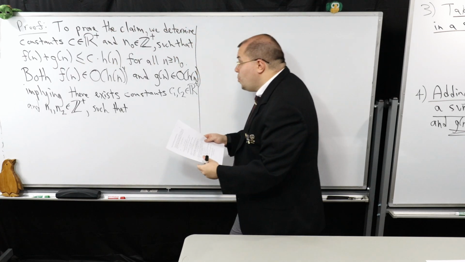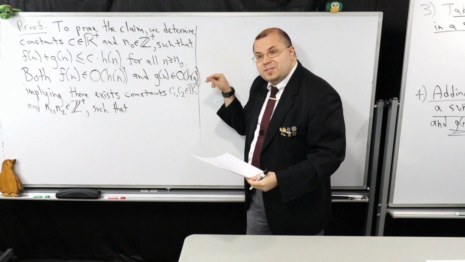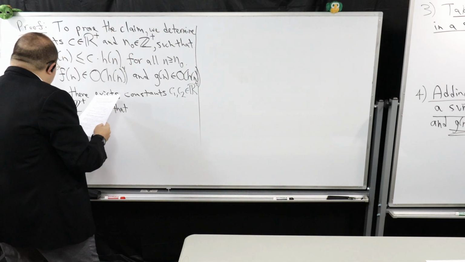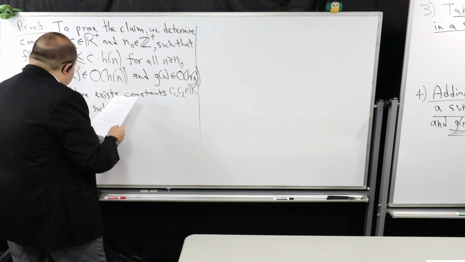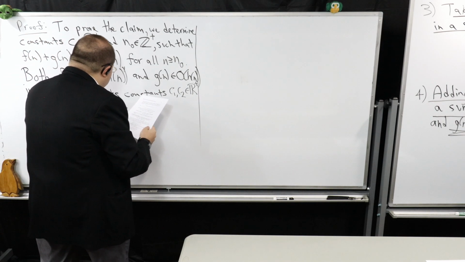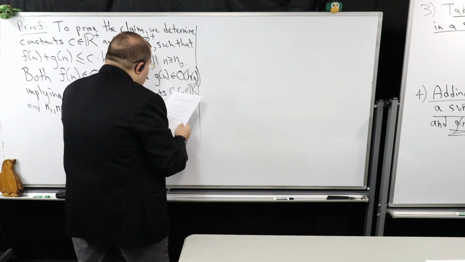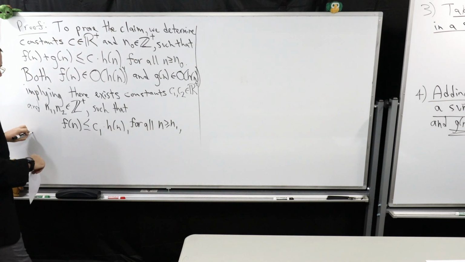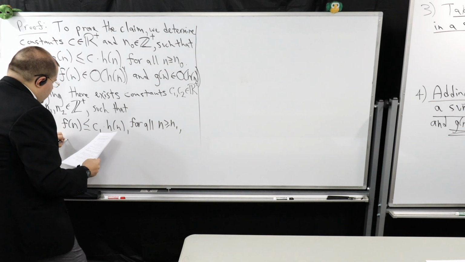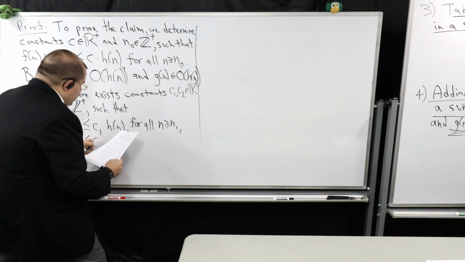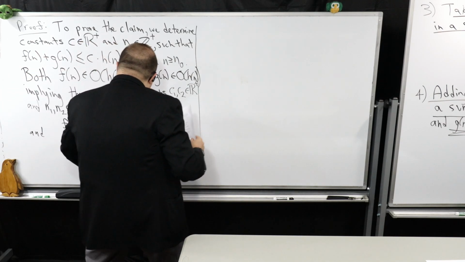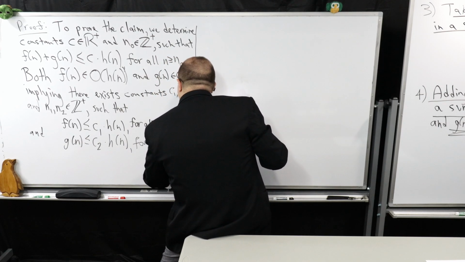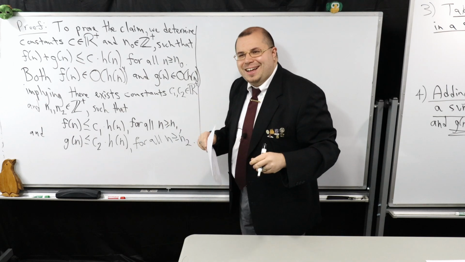now I'm just going to write out what each one of these statements means, and I'm going to try to combine them in a meaningful way, such that f of n is less than or equal to c1 times h of n for all n greater or equal to n1, and g of n is less than or equal to c2 times h of n for all n greater or equal to n2.